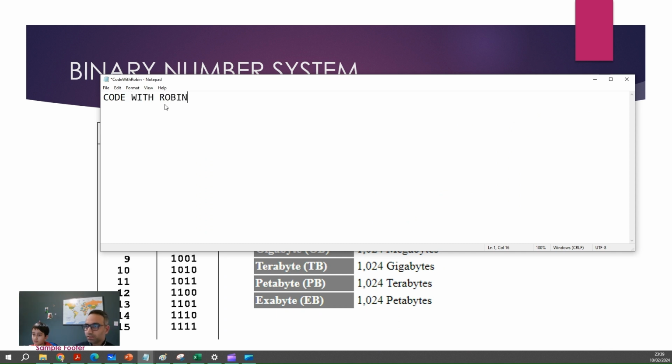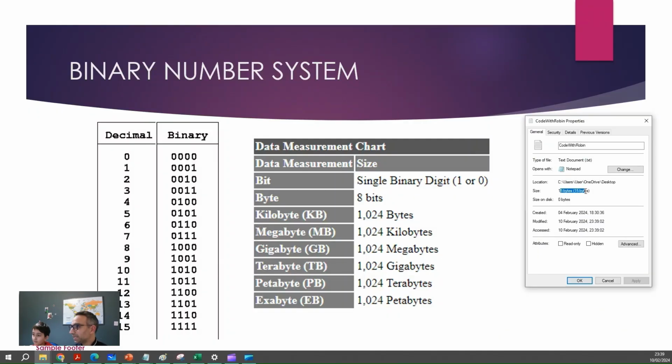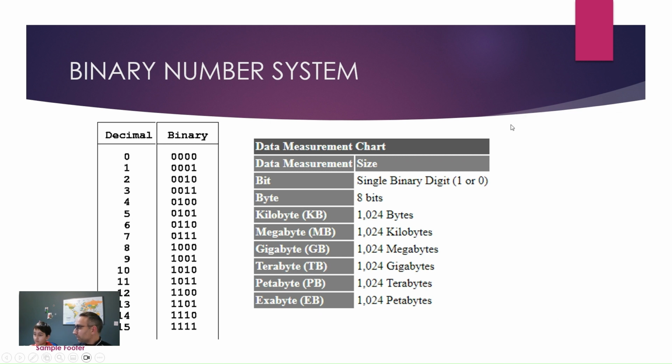So if I write code with Robin and save it, how many bytes? 15, because space is also an ASCII key. How will the computer understand otherwise? So it should take 15 bytes. Let's quickly see. 15 bytes. Excellent. Now you understood how the computer understands only digits, binary numbers, only 0s and 1s.